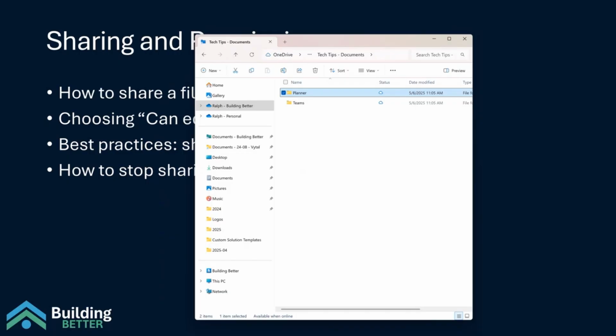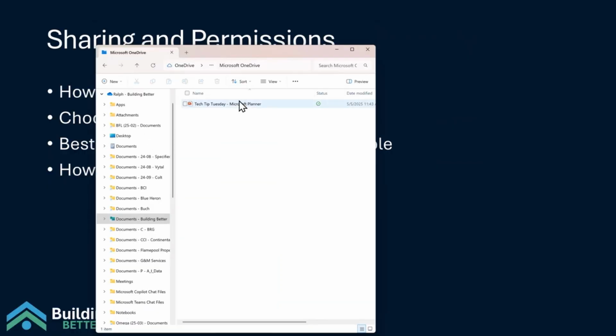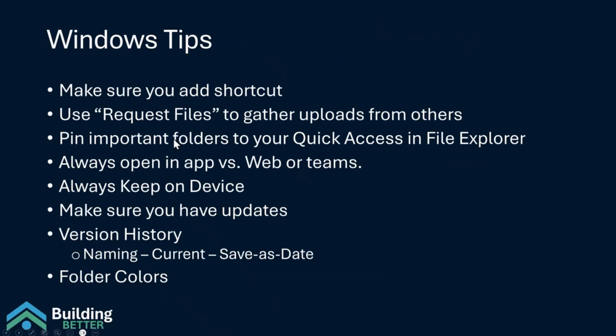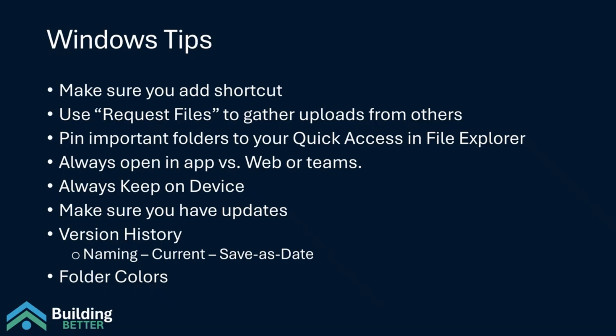So let's go in. Here is this OneDrive folder. I'm going to talk a couple little tips for you guys right now. Make sure you add that shortcut. So just a reminder here, when you're in files, use add shortcut instead of sync. I think you can actually turn that off at a company level and stop syncing, but you want to use add shortcut.